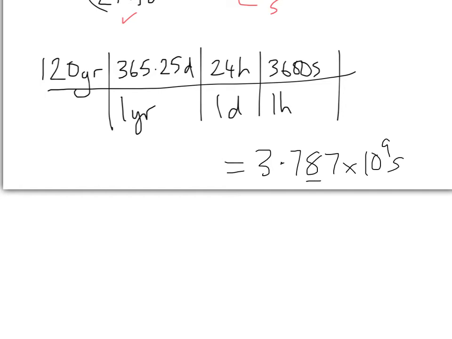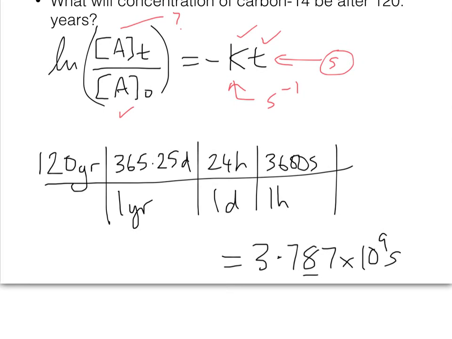All right, so let's have a look back up. We've got everything on the right. We've got k, we've got t. We know what the minus is. And we've got the initial concentration. And we need to find this. And so we need to play.